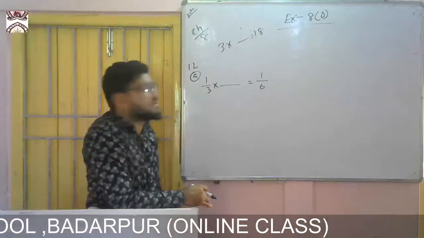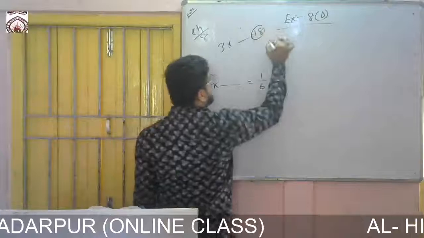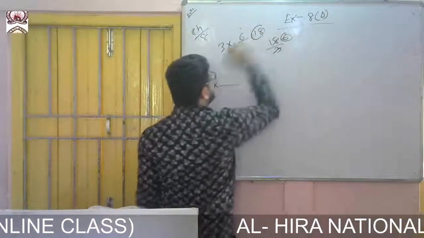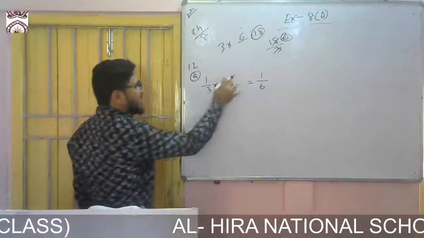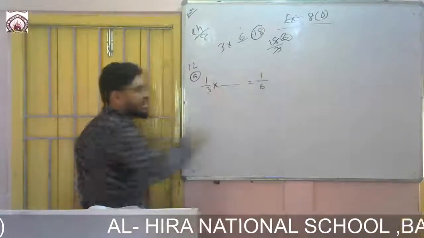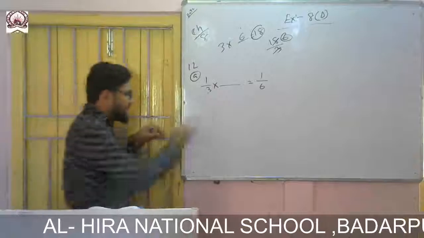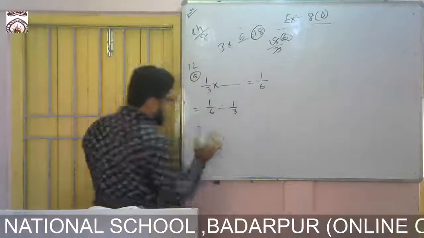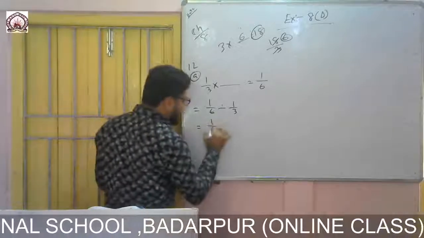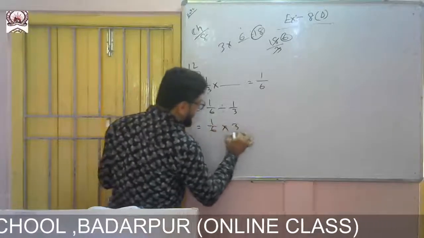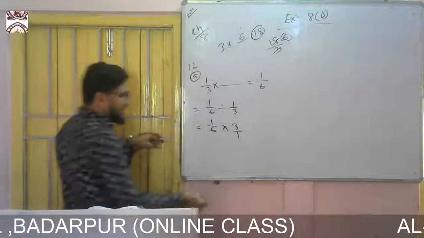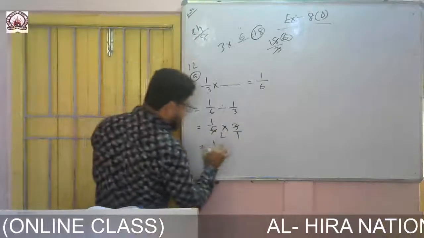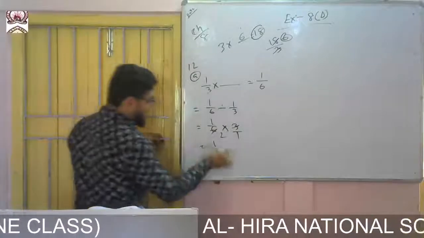So how did we get 6? Yes, if we divide this 18 by 3, then 3 6s are 18. So here will be 6. Okay. So like this, if you divide this 1 by 6 by this one, we will get the answer. So write like this: 1 by 6 divided by 1 by 3. Then we will get the required answer. So 1 by 6 into 3 by 1. 3 by 1 means 3. So 3 1s are 3, 3 2s are 6. So it is 1 by 2. So 1 by 2 is the required answer.